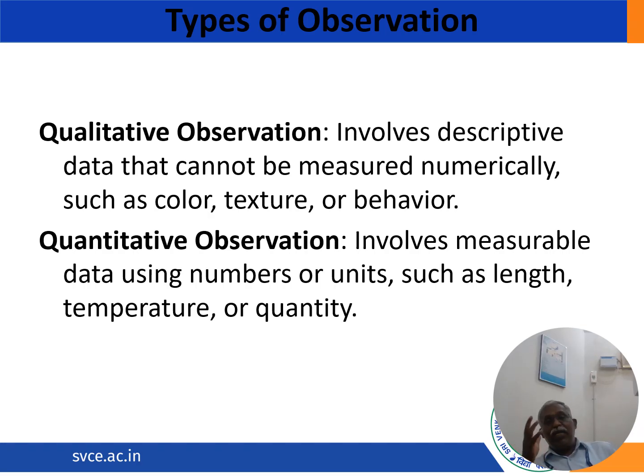But quantitative observation is measurable data using numbers and units. We are measuring length in millimeters, temperature in degrees Celsius, quantitatively. The quantitative observation is important for our study. We take the value, and based on the value, we measure something and go to the next step. Quantitative observation involves measurable data using numbers and units such as length, temperature and quantity.